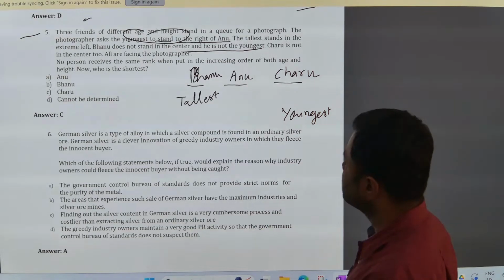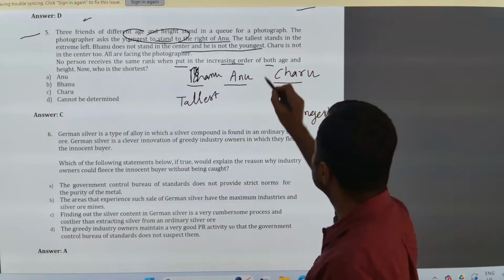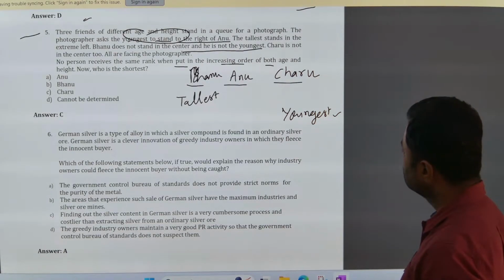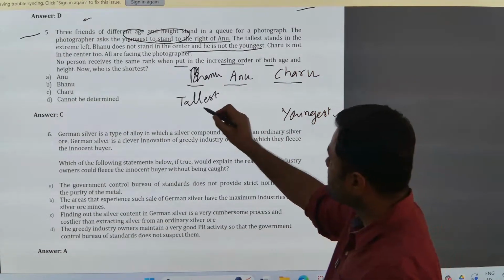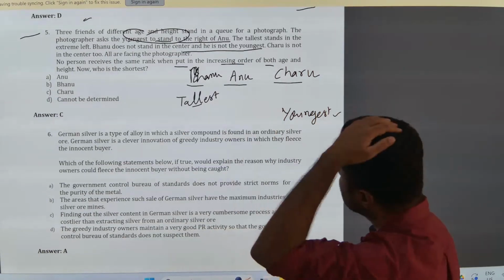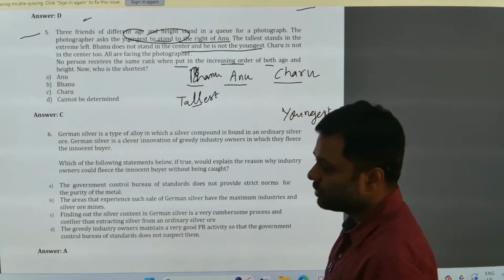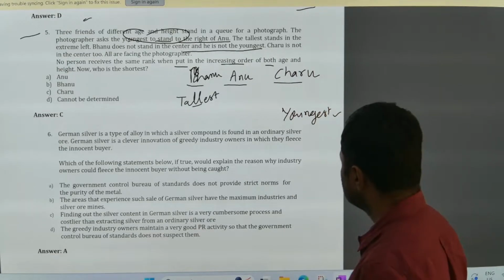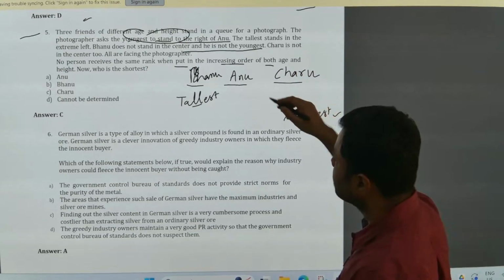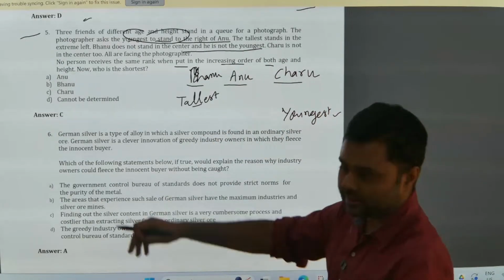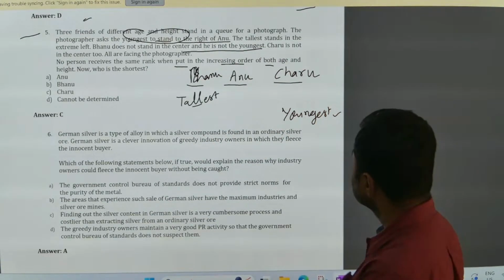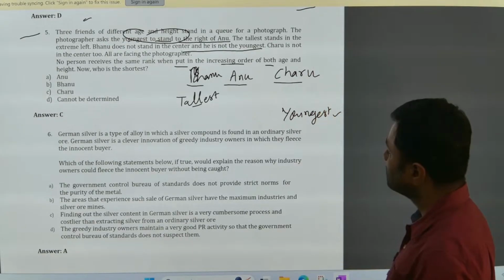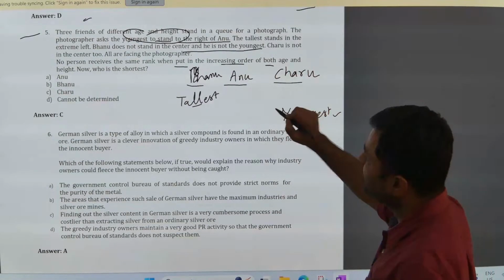Now, no person receives the same rank when put in the increasing order of both age and height. So youngest means this person is the least in age and tallest means this person is the most in height. So if age and height both are put in increasing order, nobody will get the same rank. That means a single person is not the youngest and the shortest, and a single person is not the tallest and the eldest, right? Now, if Charu is youngest, Charu is not the shortest.